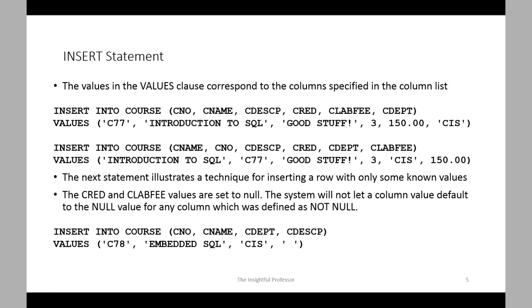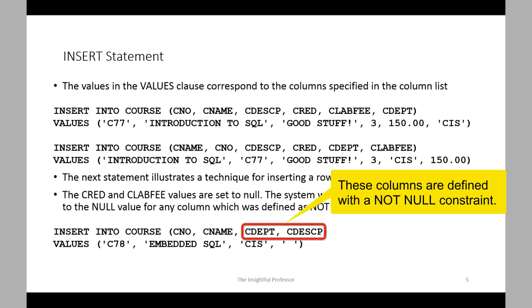If we modify the insert statement for our final example here, where we attempted to insert course number C78, and if we fail to supply a value for either C description or C department, omitting the column name from the list and a value for that column from the values clause, the system will attempt to place a null value in the column, and this will raise an error because there's a not null constraint defined on the columns.